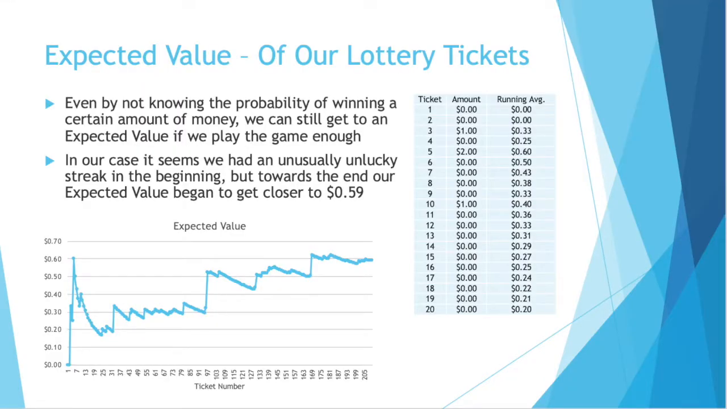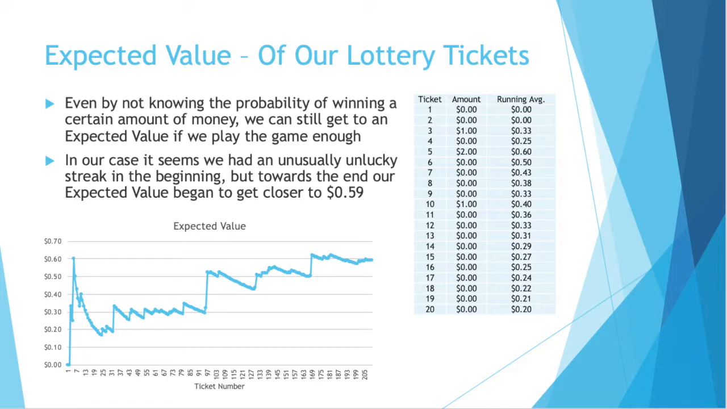So, after scratching off all of those lottery tickets, what do you get? Well, even by not knowing the probability of winning a certain amount of money, we can still get to an expected value if we play the game enough. You can see on the right-hand side a little bit of my Excel journal of all the winnings. I kept track of what every single ticket was, whether it was $1, so no win, $1, $2, all the way up to $20, our maximum win on a single ticket.